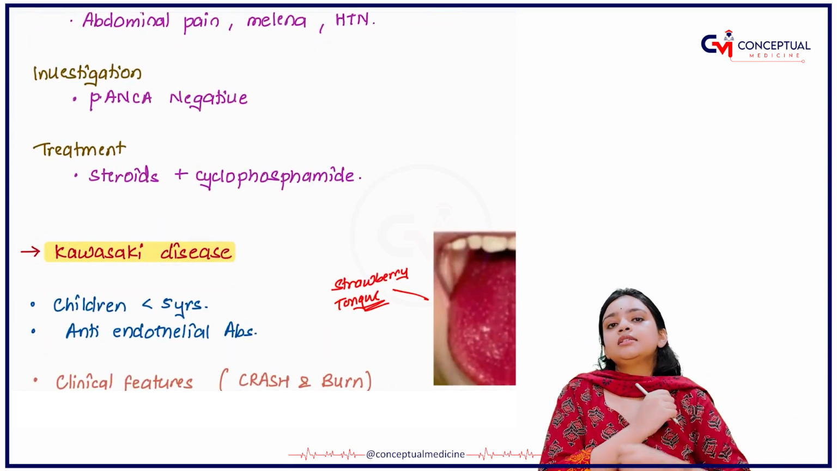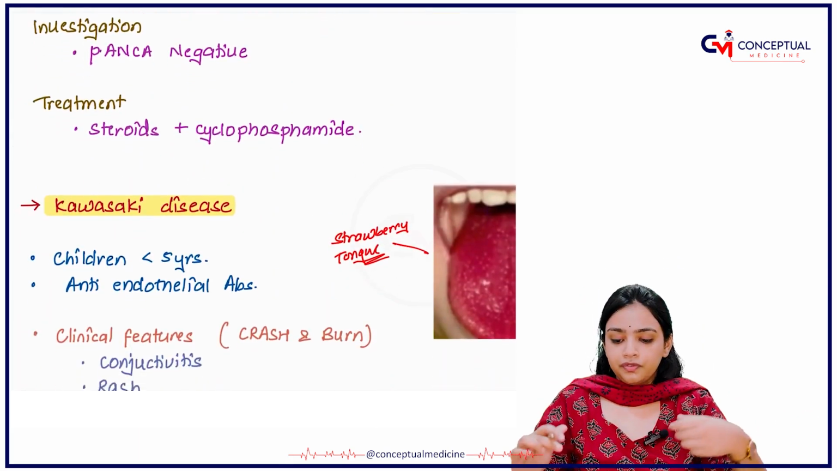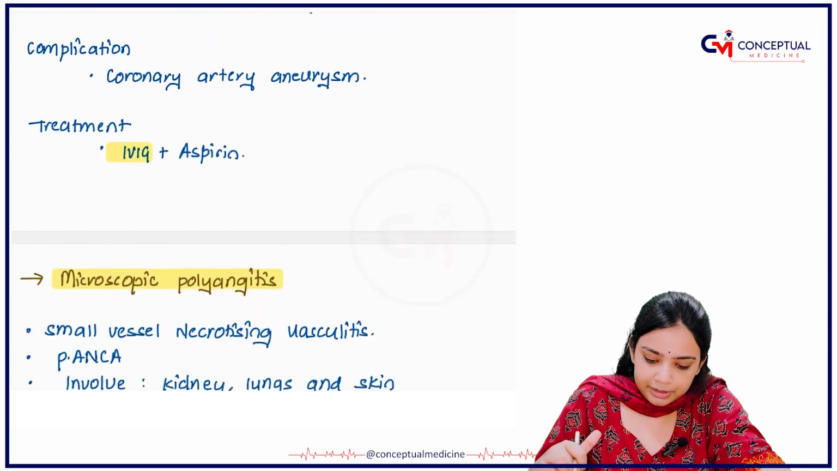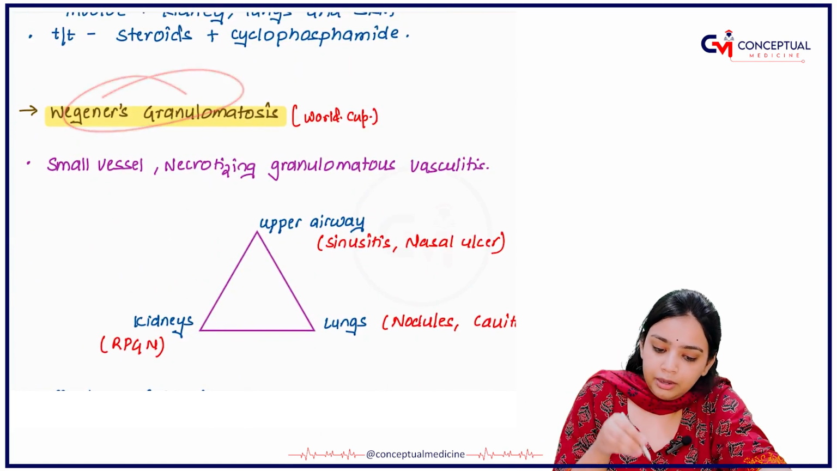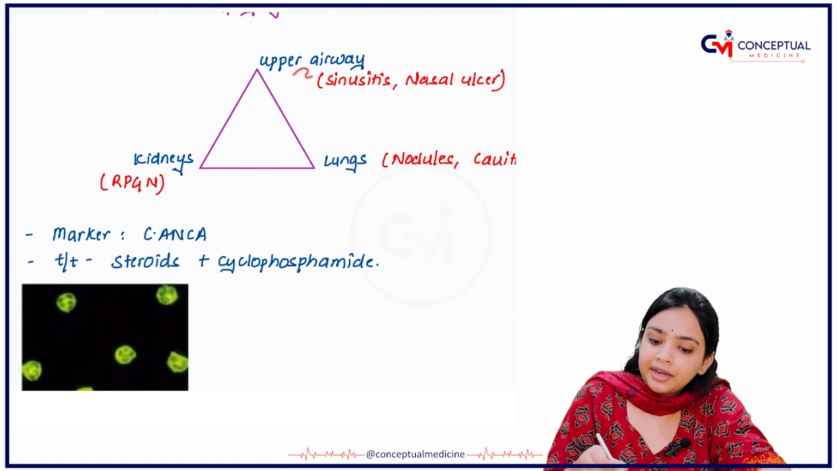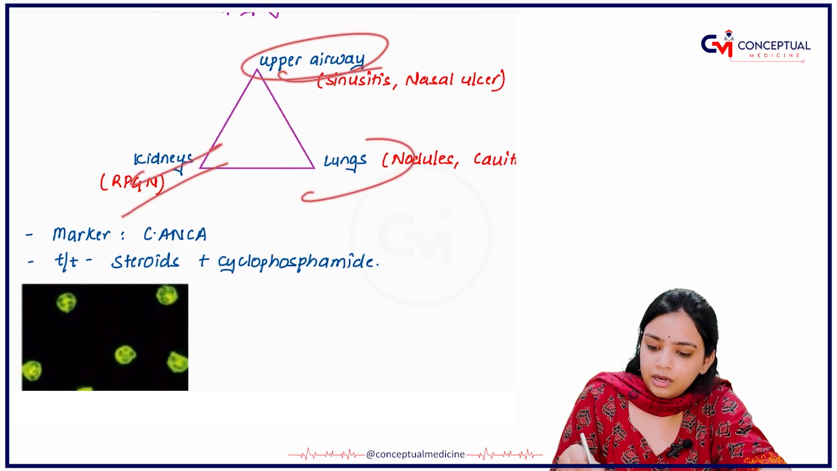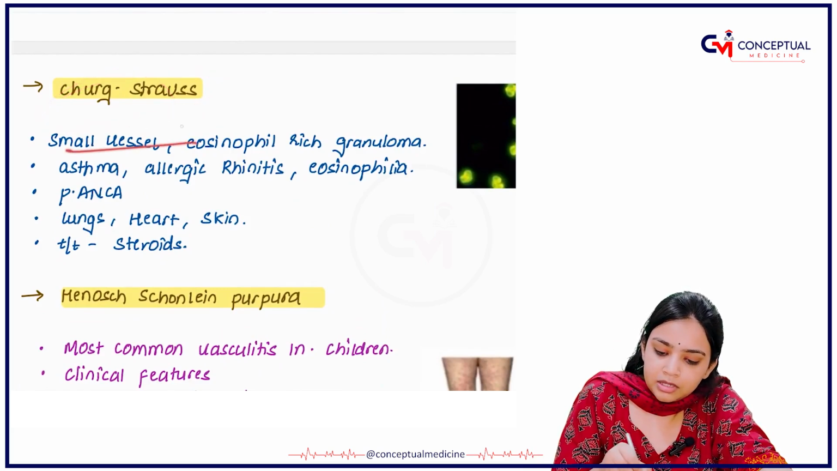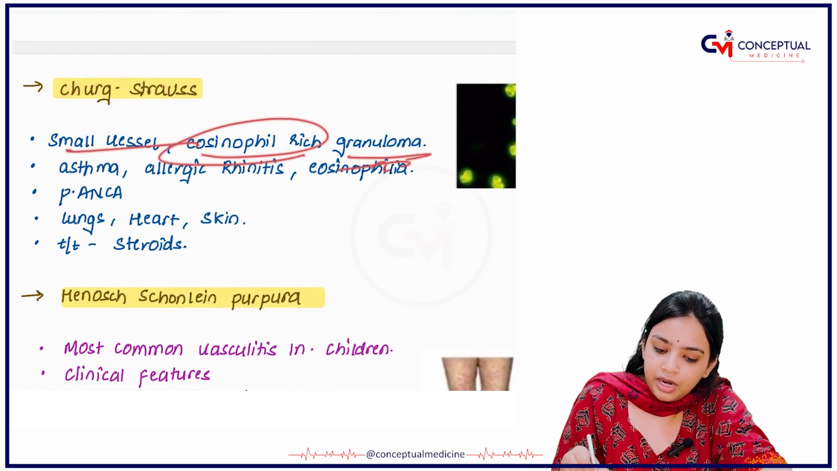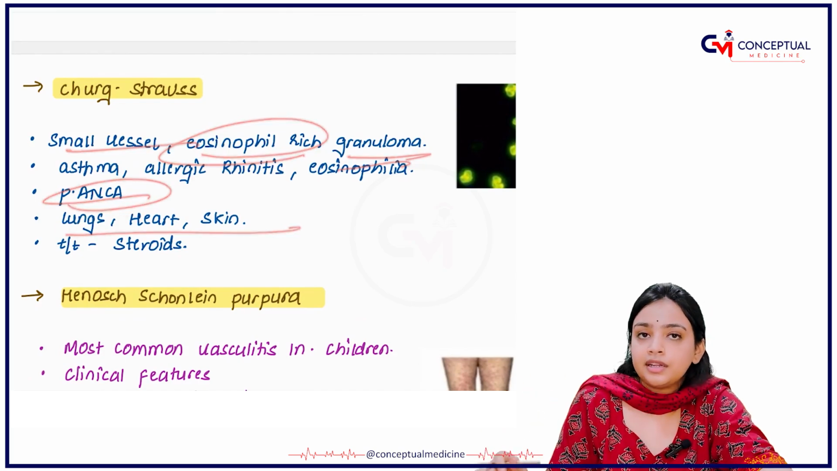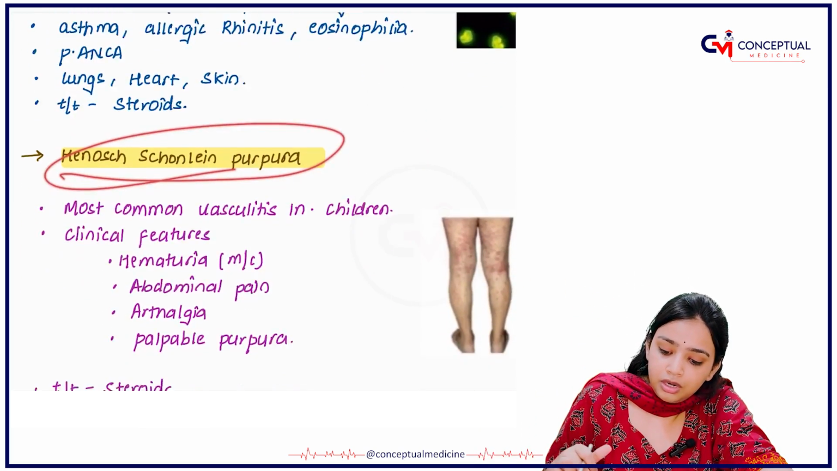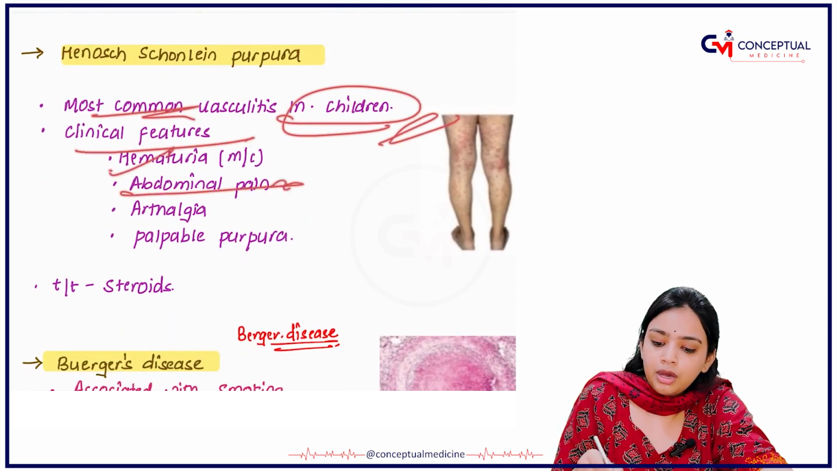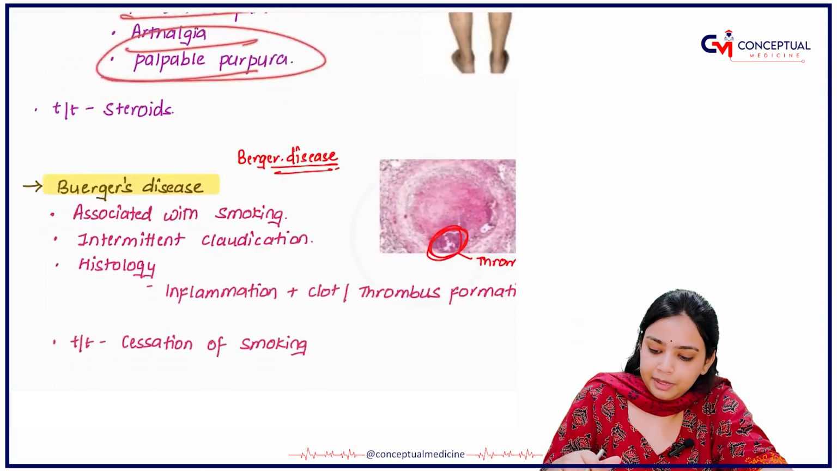Kawasaki is a disease in children of less than 5 years of age. You will be having the strawberry tongue. Mnemonic of CRASH and BURN will be there. Then you have the Wegener's, World Cup, small vessels necrotizing, a triad of what? Upper airways are involved, kidneys are involved, lungs are involved. Then Churg-Strauss: small vessels, eosinophil-rich granulomas, associated with asthma, lungs, heart, and skin are involved. Henoch-Schonlein purpura, most common vasculitis in children. Clinical features are hematuria, abdominal pain, arthralgia, and palpable purpura.